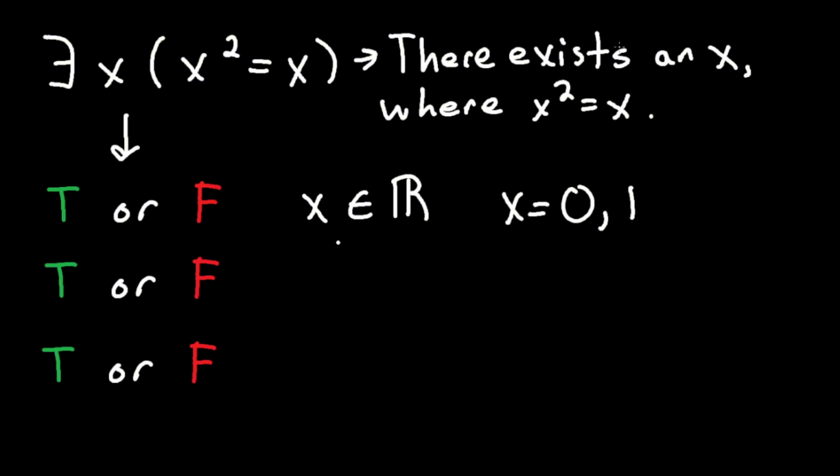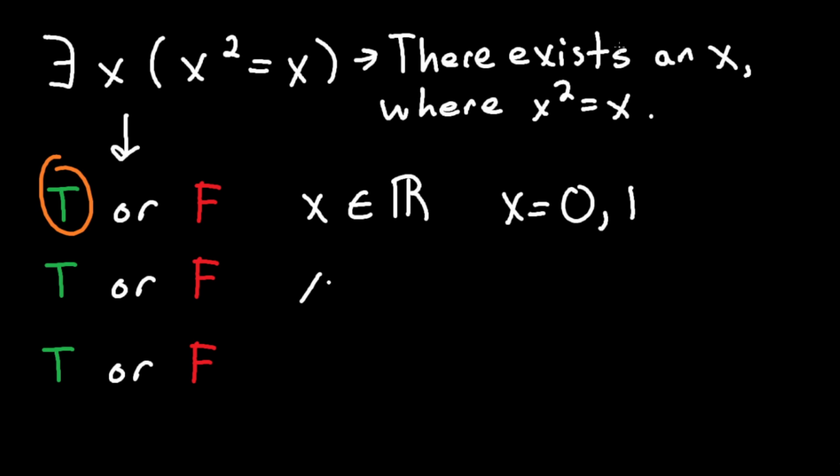Remember, if there's even one instance of the domain making the statement true, if there's one instance making this equality predicate true, then the entire thing is true, right? So I already thought of 2 examples, 0 and 1. Therefore, this quantified statement is true with the domain of all real numbers.